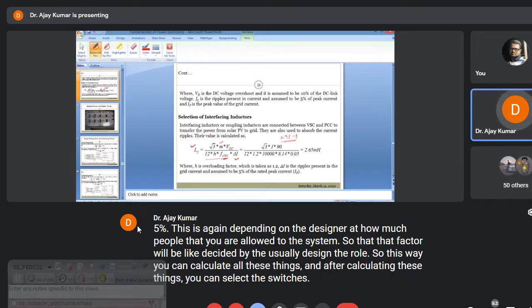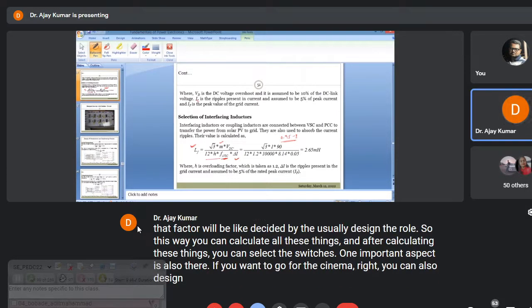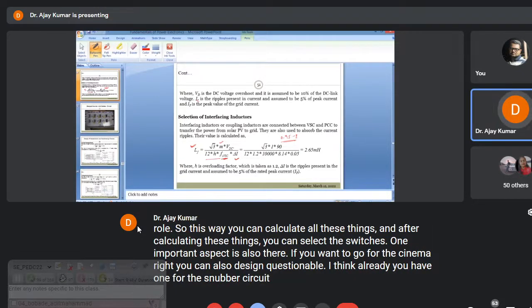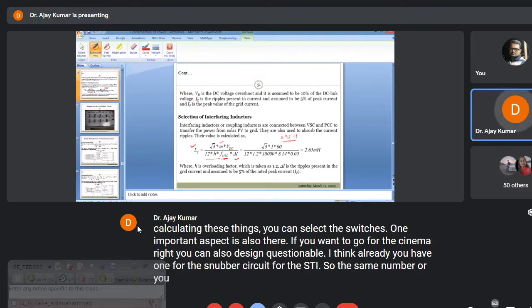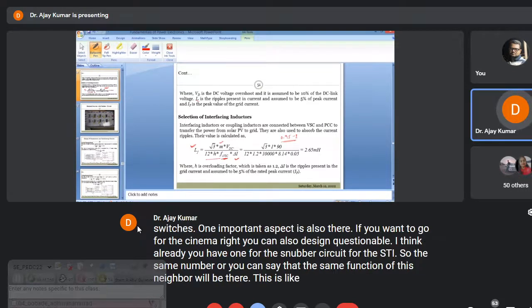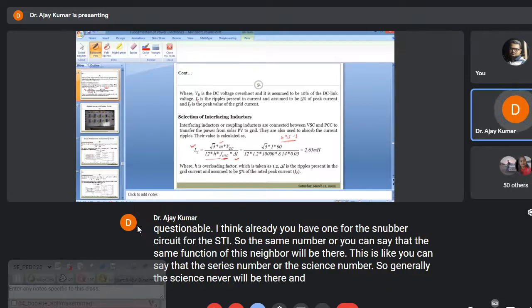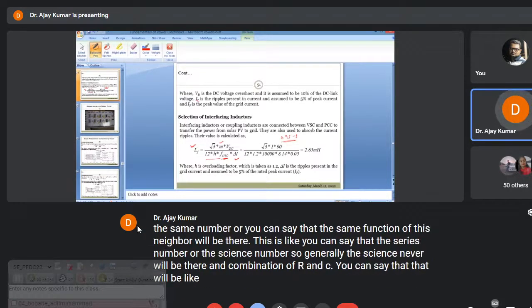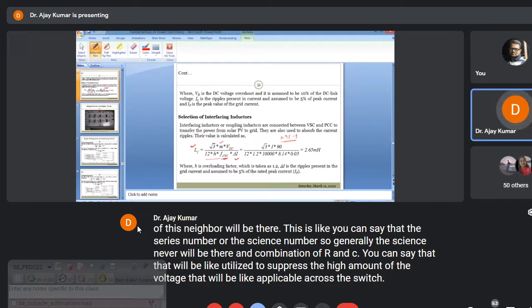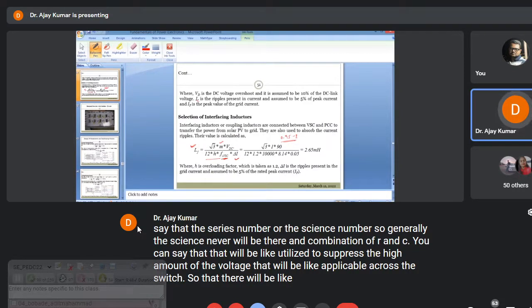One important aspect is also there. If you want to go for the snubber, you can also design the snubber. I think you have already gone through the snubber circuit for the SCR. So the same function of the snubber will be there. You can have the series snubber or the shunt snubber, but generally the shunt snubber is used. A combination of R and C is utilized to suppress the high voltage applied across the switch, so that there is a bypass through the capacitor. So the snubber is also important.